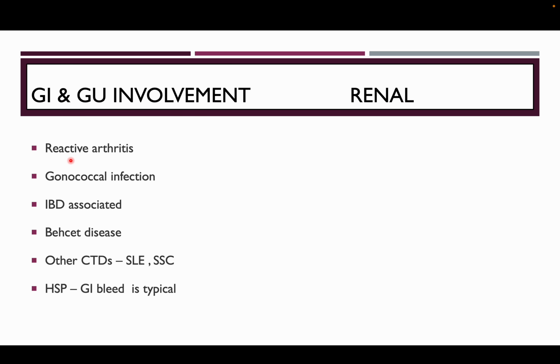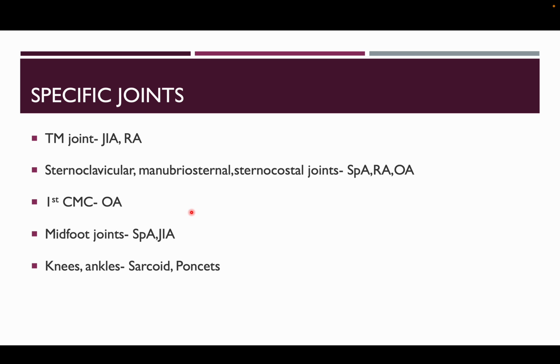Genitourinary: reactive arthritis, like I mentioned. Gonococcal infection can have gonococcal arthritis. IBD related arthritis, enteropathic arthritis, Behçet's disease we already discussed, SLE. These are all annular purpura, where GI bleed is very typical. Renal: SLE, vasculitis can be seen. Specific joint: temporomandibular joint is commonly seen in the case of rheumatoid arthritis. GI we don't see commonly.